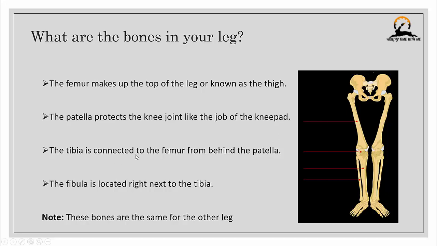And the tibia is connected to the femur right behind the patella. You can see here that there's this yellow stick. That, my friend, is the tibia. Now, the fibula is very big and it's right next to the tibia. A note I wanted to inform you is that these bones are the same for the other leg also.